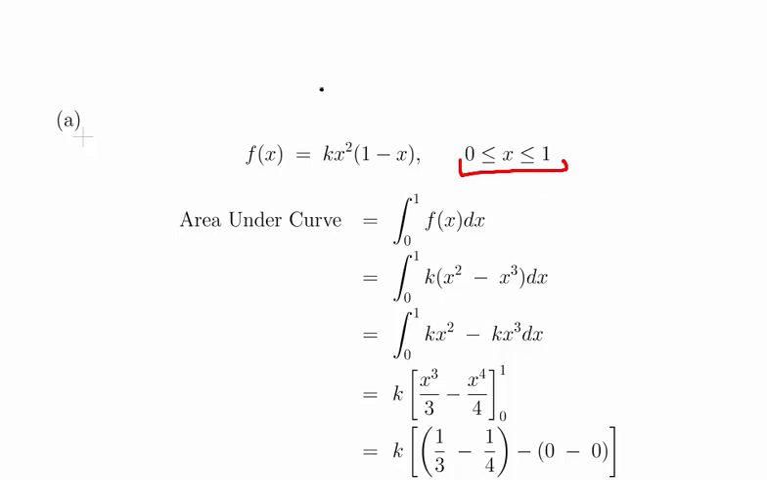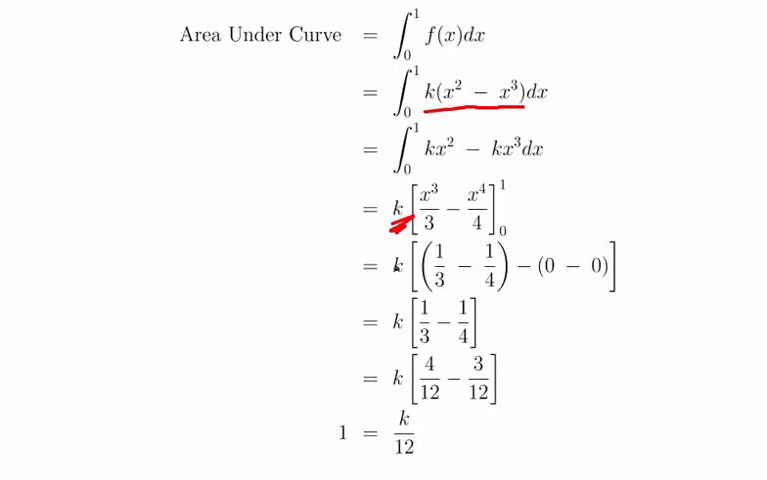So, kx squared times 1 minus x. Essentially, what I'm going to do is rearrange that mathematically as k times x squared minus x cubed. And I'll take the k out just to make it a little bit easier. So what we end up with is x squared minus x cubed. When we integrate that, we end up with x cubed over 3 minus x to the power of 4 over 4. And that's a definite integral to be evaluated between 0 and 1.